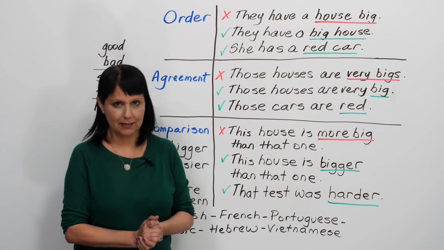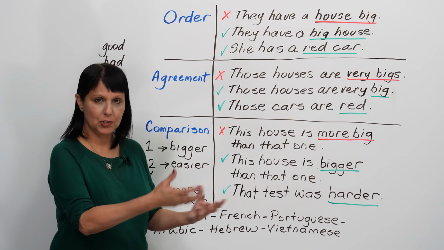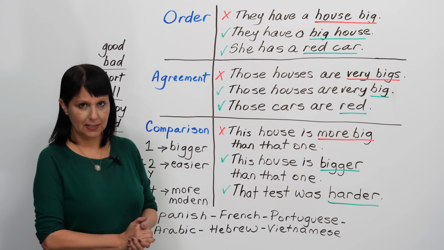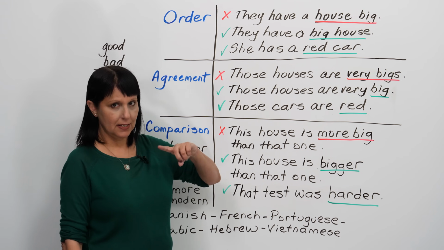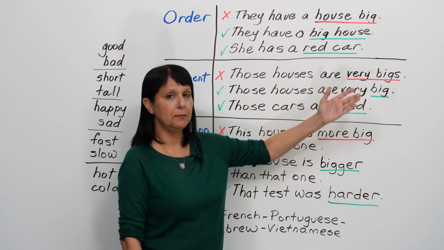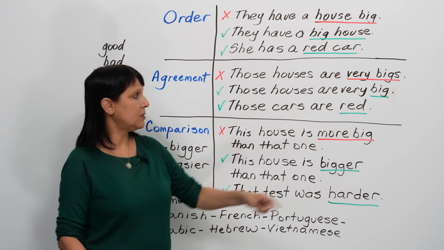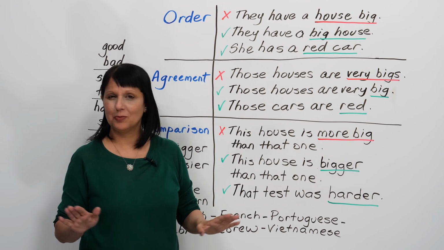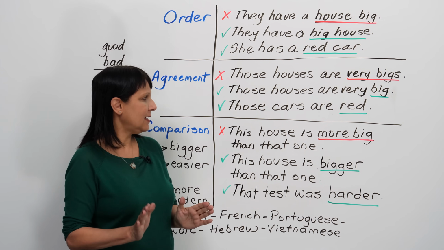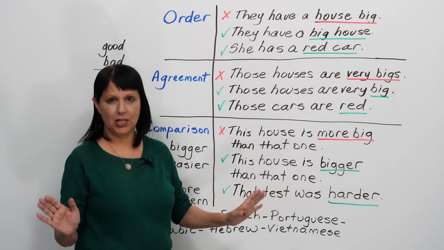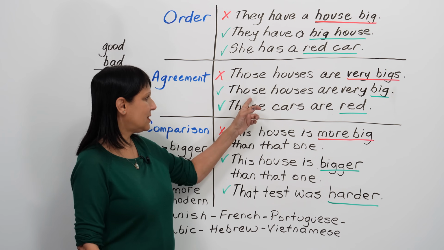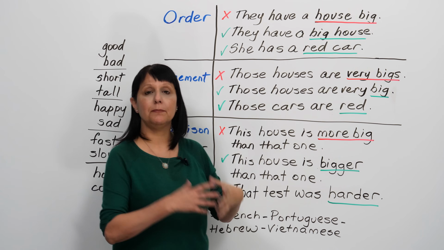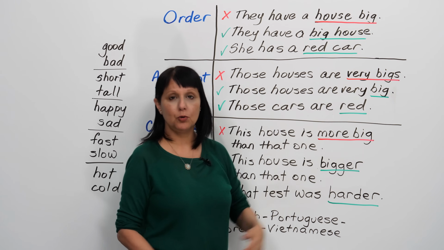Next, another mistake that sometimes happens, again because of language influences, is with agreement. What does that mean? Let's look at the example. The mistake is, those houses are very big. So here, the person tried to make the adjective match the word houses. But in English, we don't do that. We don't need to do that. In English, the adjective doesn't change. That's all. For example, those houses are very big. So in this sentence, even though we're talking about many houses, we don't have to make it plural.